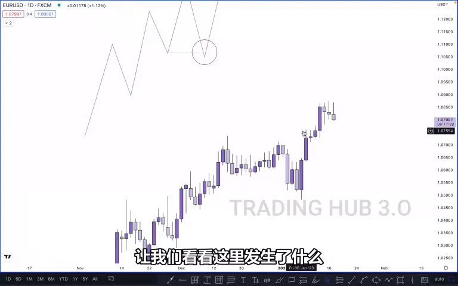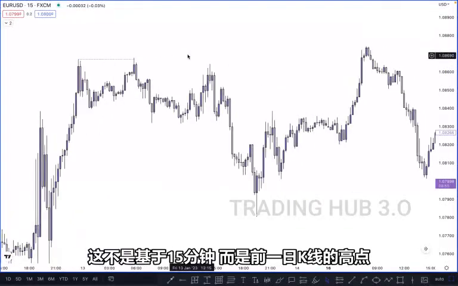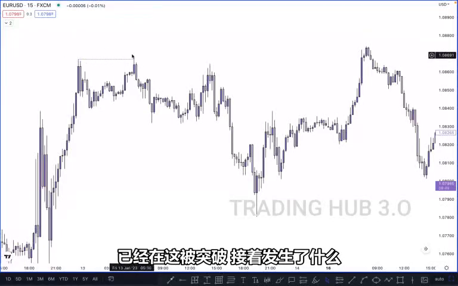So let's see what happened here. This one is our previous day high, which is swept by the next candle here, right? So it's not based on the 15-minute, it's all about the previous day candle high, which is already taken out by this move. And then what happened here?